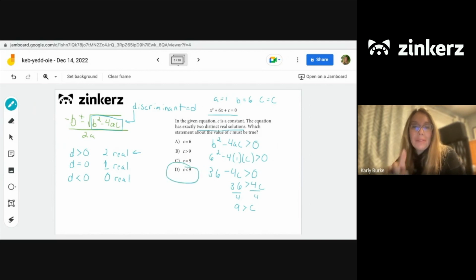Don't forget about the discriminant, because this type of question has been showing up on the last few exams. So you need to know how to figure out if there's 1 real solution, 2 real solutions, or no real solutions. And remember, it has to do with the discriminant.